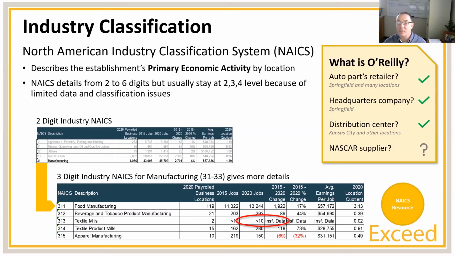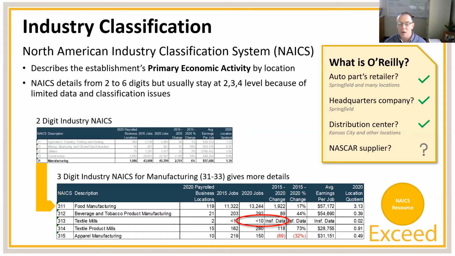Industry classification is the next topic I want to cover. Really, why do we classify companies the way we do? So the North American Industry Classification System is called NAICS, and that's what we use to identify the primary economic activity of an establishment at that location. So that's an important concept to think about. It's really the primary economic activity.